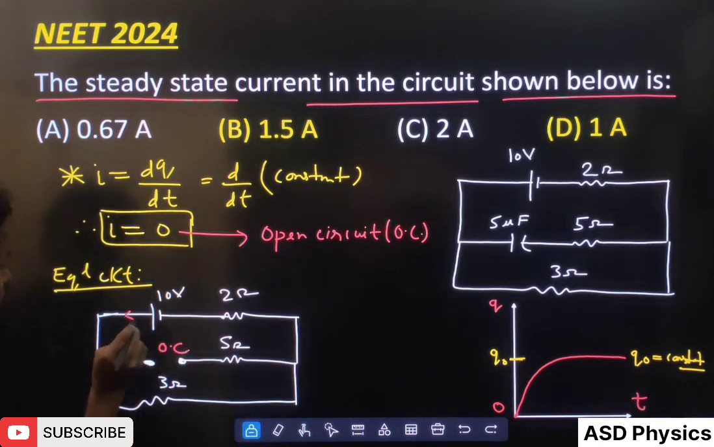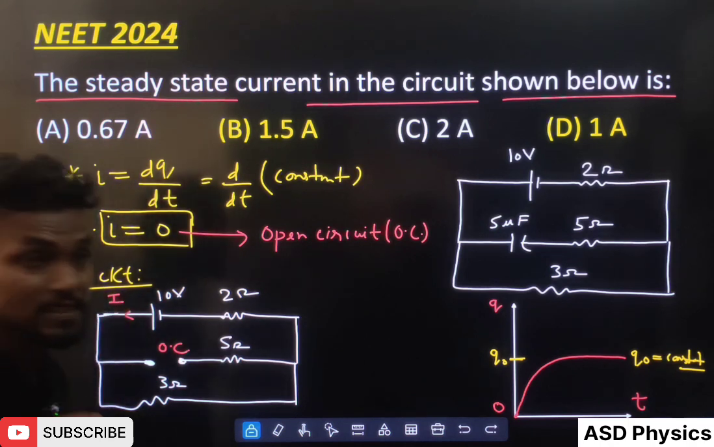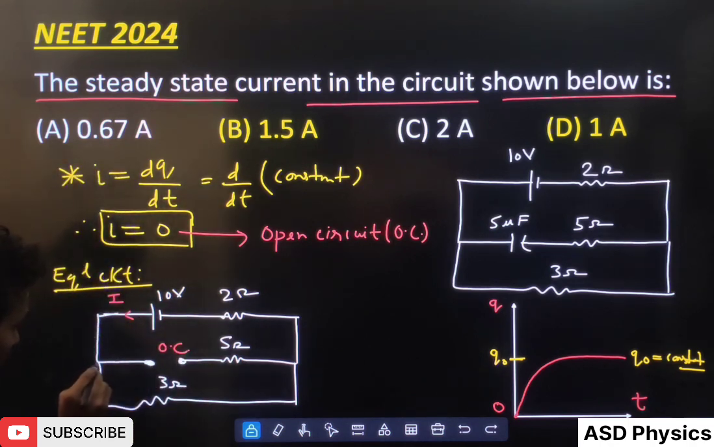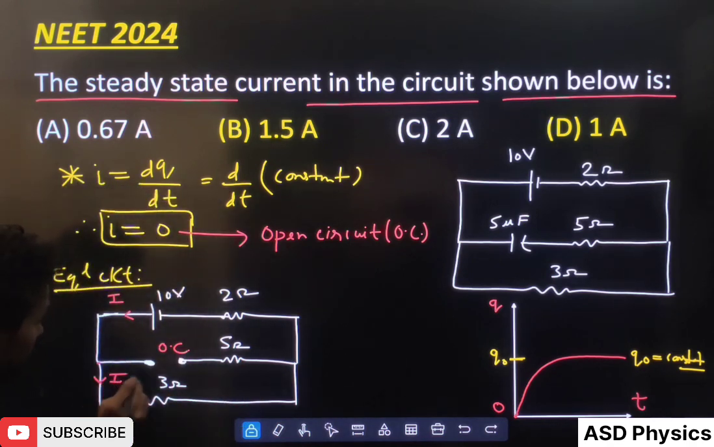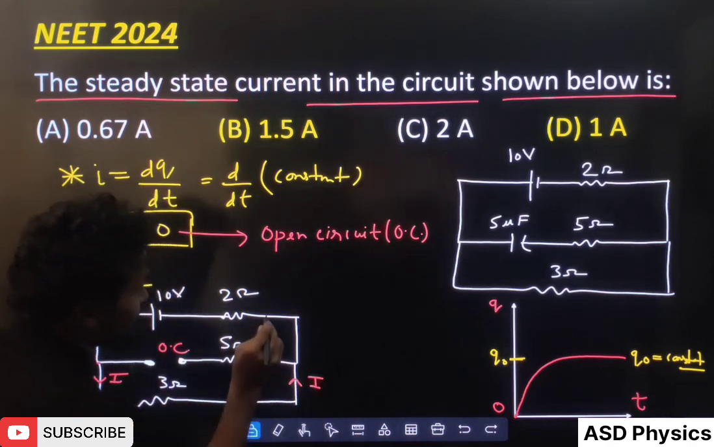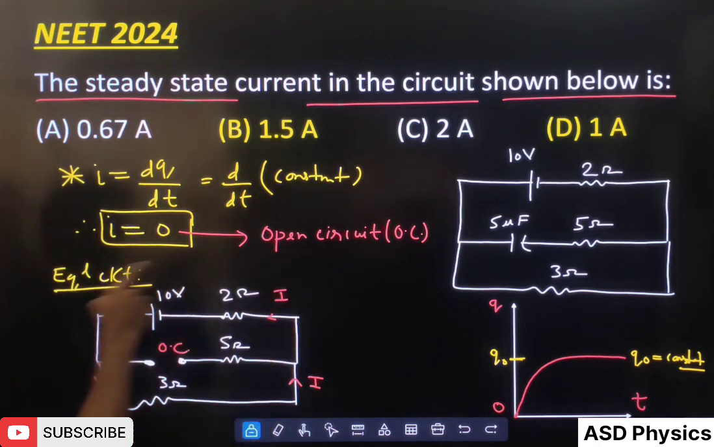So current will start from here. Let's take current I coming from the battery. The moment the current reaches here, you can see this path is an open circuit, so current will not flow here. That means where will the current go? The current will go here, and again I, and again the current will come I. Very easy. Why?